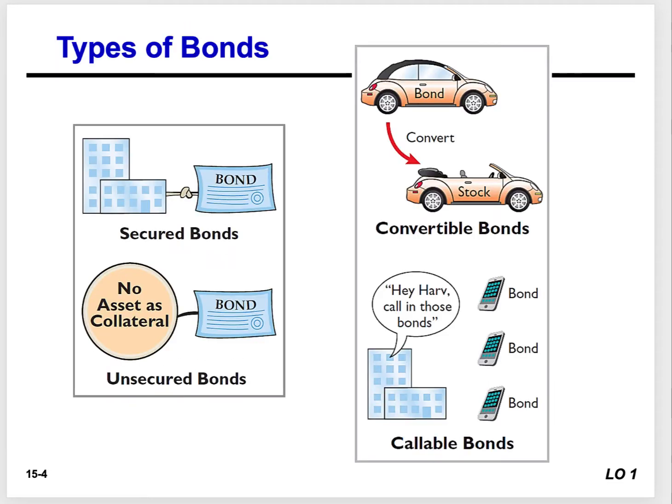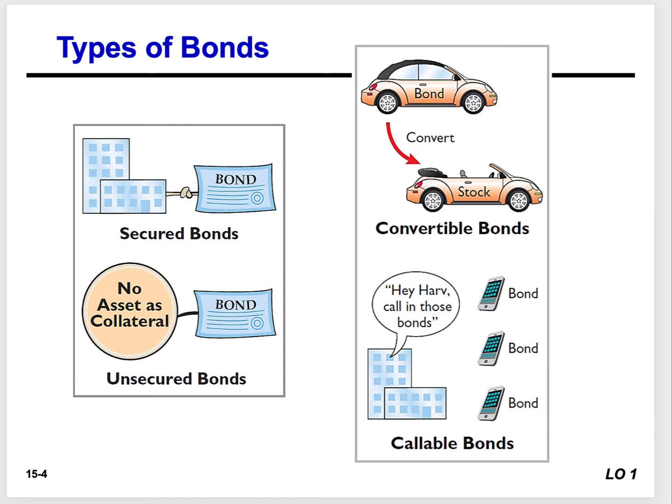Okay, so the next thing we want to look at are the types of bonds. As you can see on the slide, we have secured bonds, unsecured bonds, convertible bonds, callable bonds. There's also something called a term bond, a serial bond, a registered bond, and a non-registered bond. So we've got all these types of bonds.